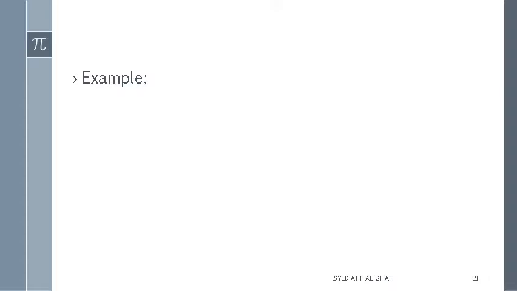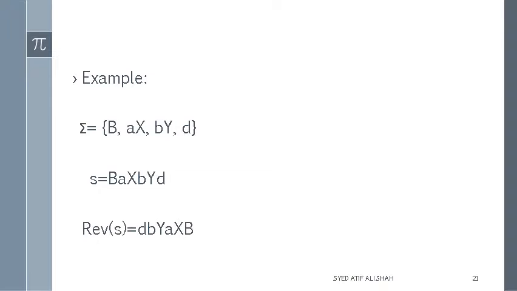Now consider another example. Let's say we have sigma = {b, ax, by, d}. Now we have a string S equal to b, ax, by and d. If we are going to take the reverse of this string S, what will we do? First we will write d, then we will write by, then ax and b. So that becomes d, by, ax and b. This is called the reverse of this.